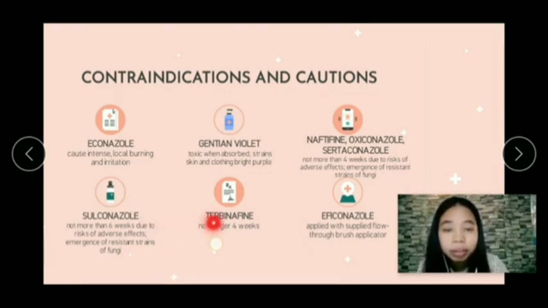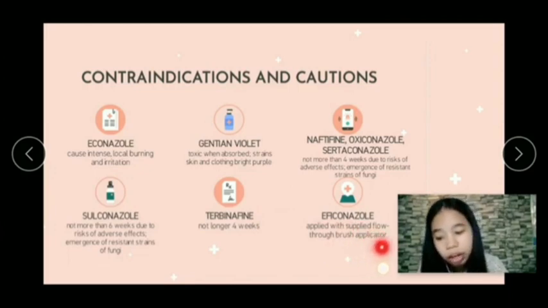These drugs should be stopped when the fungal condition appears to be improved or if local irritation and pain become too great, to avoid toxic effects. And lastly, efinaconazole must be applied with the supplied flow-through brush applicator.